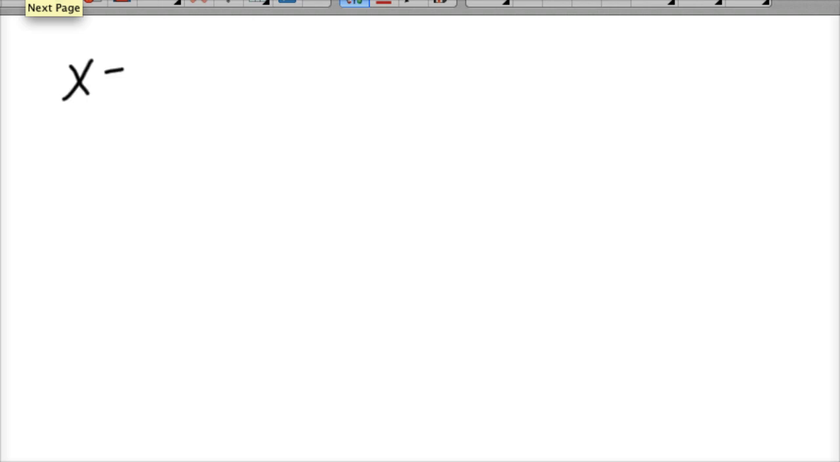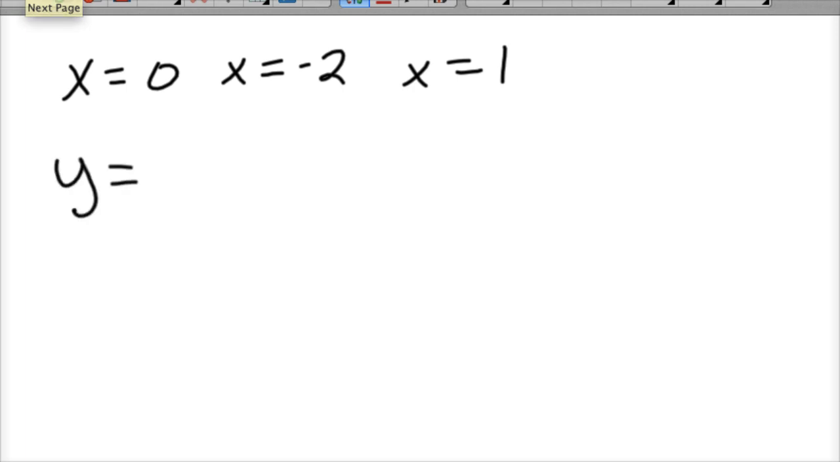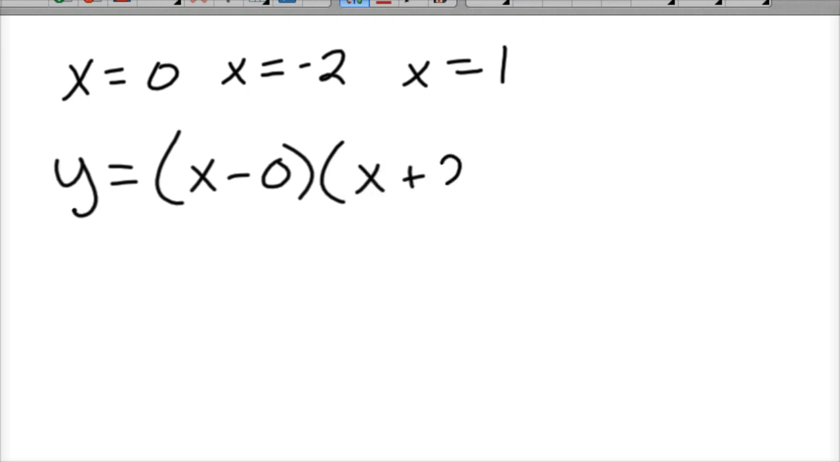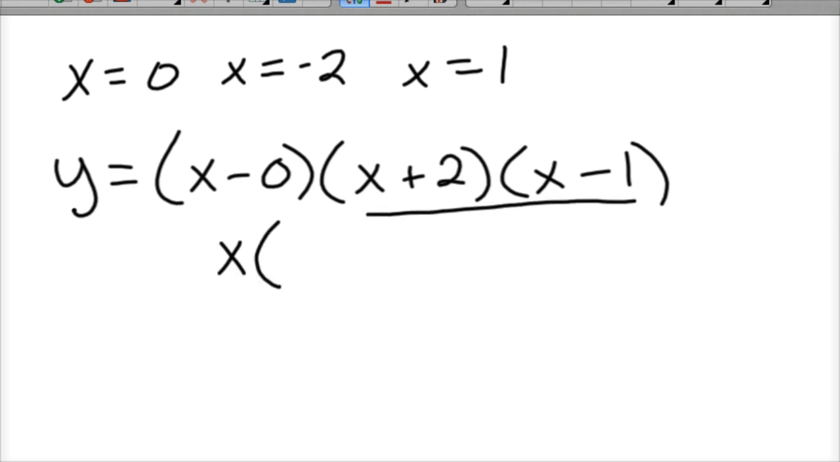So let's say you had x equals 0, x equals -2, and x equals 1. Go ahead and give that a shot. So your function would look like this. Y equals x minus 0 times x plus 2 times x minus 1. And then you'd FOIL that again. X minus 0, well, that's just x. And then you can go ahead and distribute. I used FOIL, apologize. We're going to distribute that. FOIL is kind of a bad word to use because it doesn't always work.